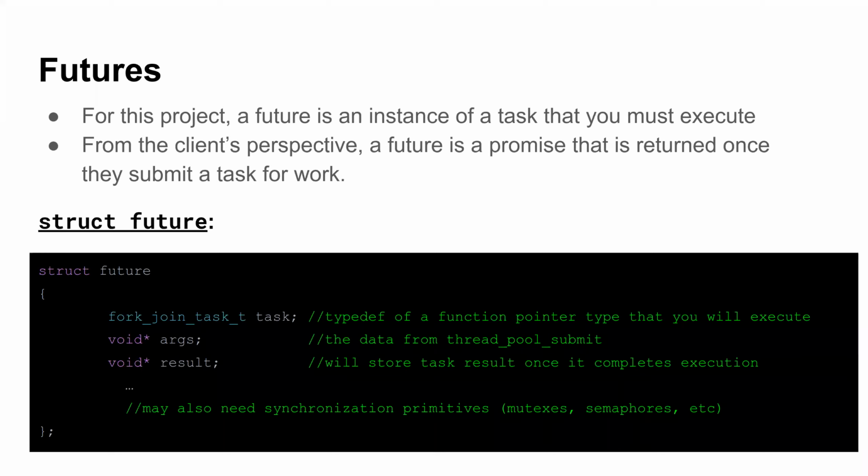So that's the basics of future. And as you can see, there's a couple fields in the struct that you definitely do need, like this fork_join_task_t, which is a function pointer. And that's what the thread pool is going to run. And then you have your arguments for the function pointer and the result that is to be returned to the client when everything is said and done.